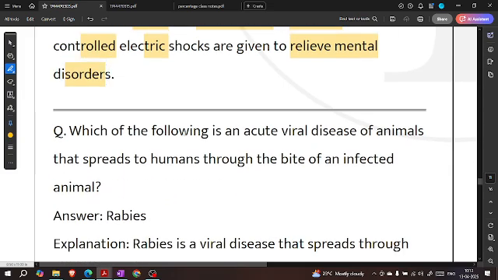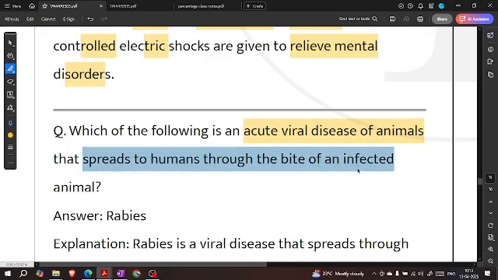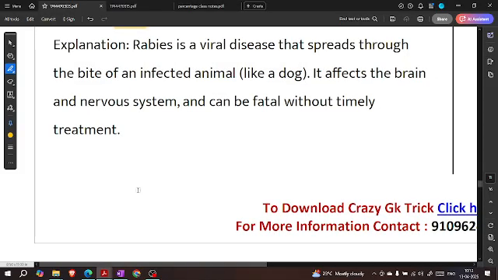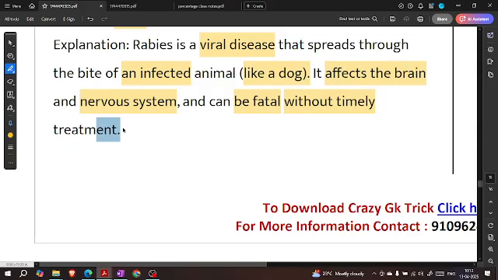Which of the following is an acute viral disease of animals that spreads to humans through the bite of infected animals? Rabies. Rabies is a viral disease that spreads through the bite of infected animals like dogs. It affects the brain and nervous system and can be fatal without timely treatment.